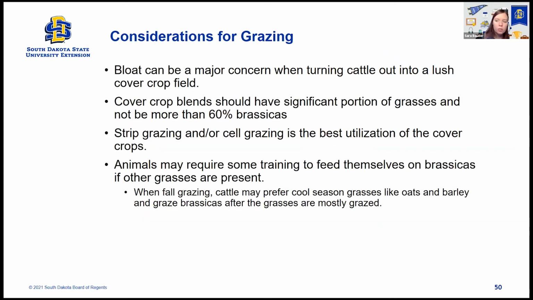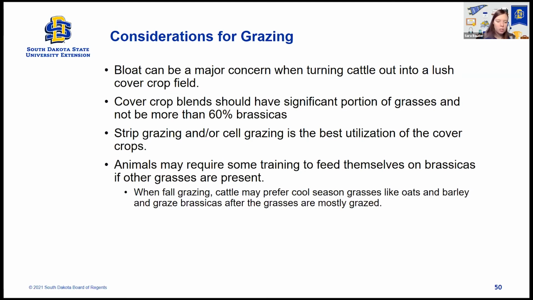So a few considerations for grazing. Now, these are very general. I'm not a veterinarian or an animal nutritionist, but just working in forages for a few years, these are the questions and things that come up. So bloat can always be a concern when you're turning out cattle into something new that's lush and green.